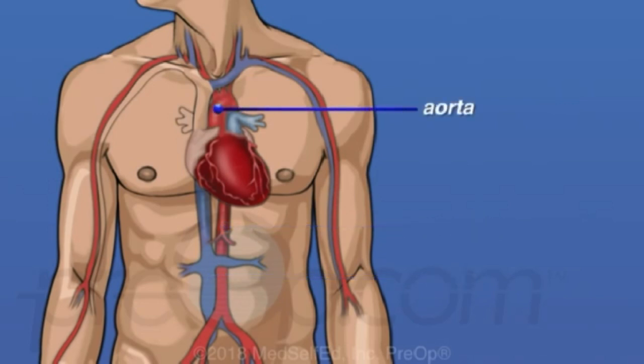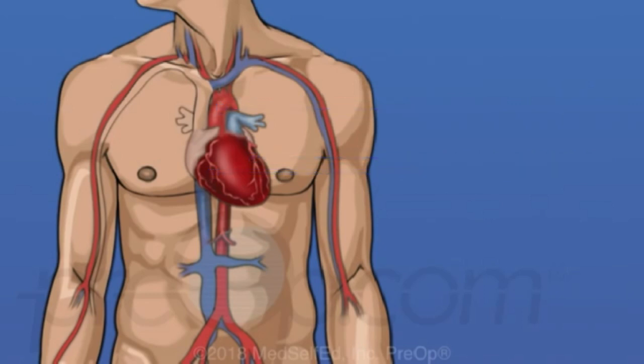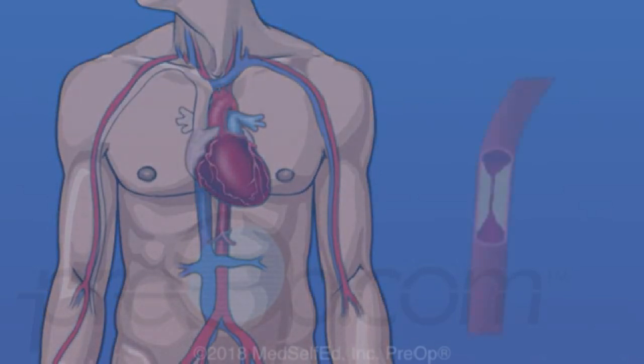The aorta is the largest artery in the body. Two vessels that branch off from the aorta are the right and left coronary arteries. They supply the heart muscle with the oxygen-rich blood that is necessary to keep it working.